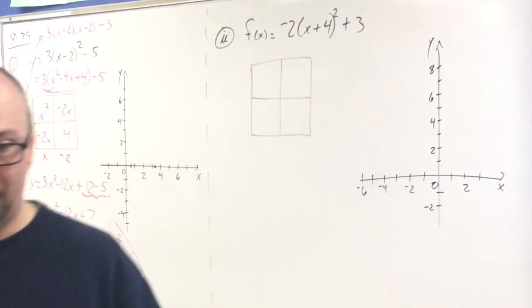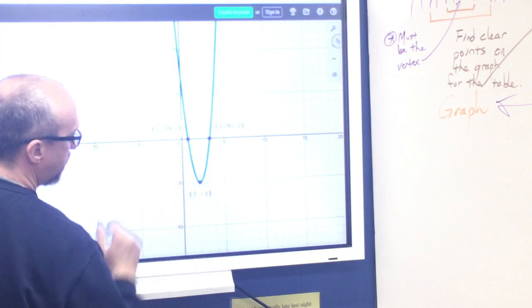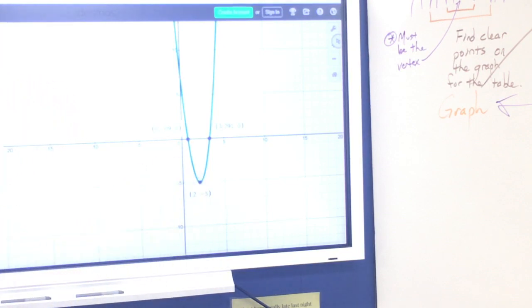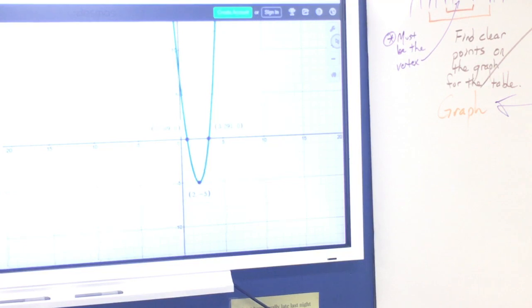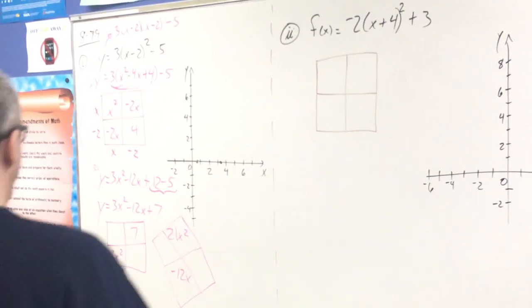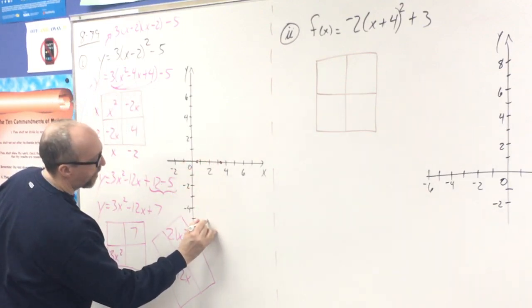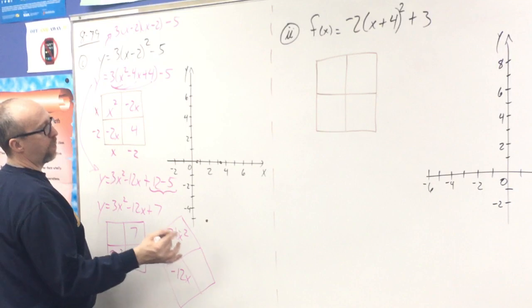I've got Desmos. And Desmos says, my vertex, this is just so lovely, this technology. It's 2, positive 2, and negative 5. Alrighty, positive 2 and negative 5. So I'm like, right here. So I've got my parabola now.